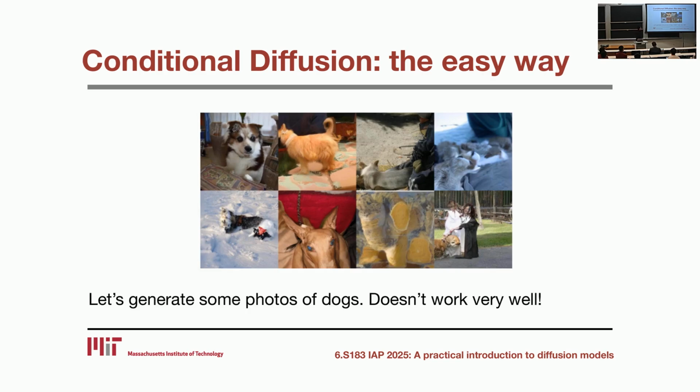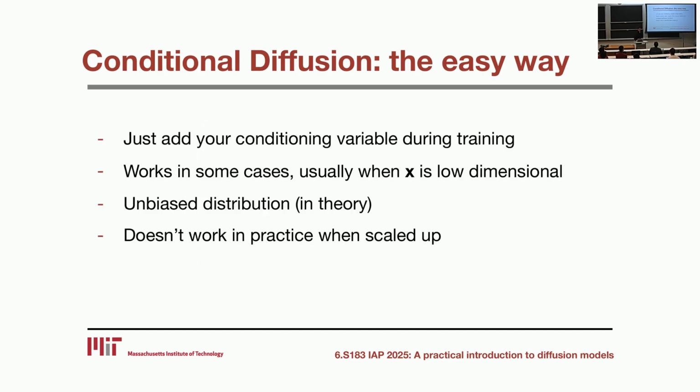So let's use the easy way to generate some photos of animals. I ask you to generate a cute dog, and this is the result. You can see that the result is really weird. You can hardly identify any dogs in some of these pictures. So the easy way doesn't really work very well.